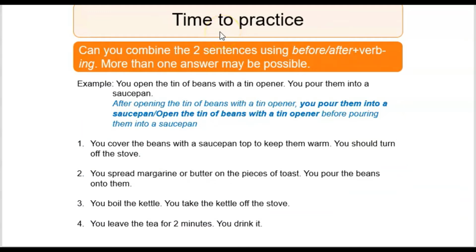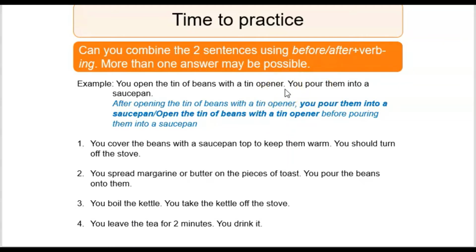Okay, students, time to practice. Can you combine the 2 sentences using before or after plus verb ing? Now, more than one answer may be possible. For example, you open the tin of beans with a tin opener. You pour them into a saucepan. Okay, so you have to combine these 2 sentences into one.